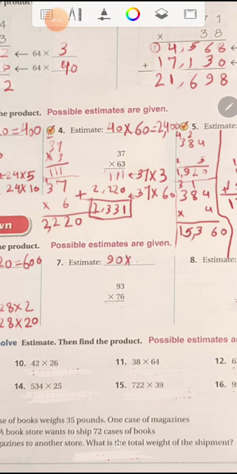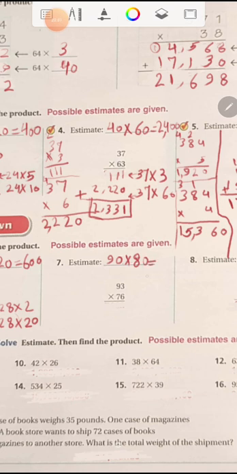Now what about this one? 76. Before 7 I have 6. 6 is greater than 5. That means I will add 1 to the 7. It will be 8, and the other digit will be 0.